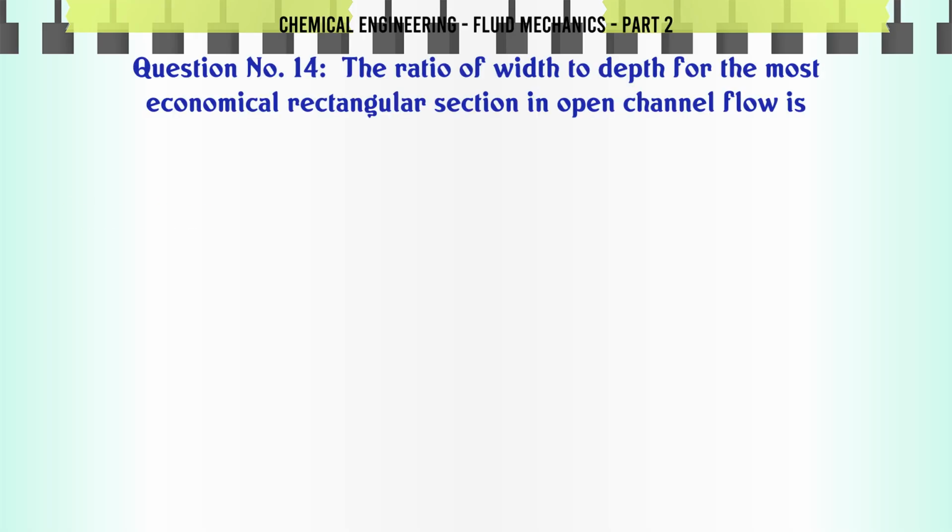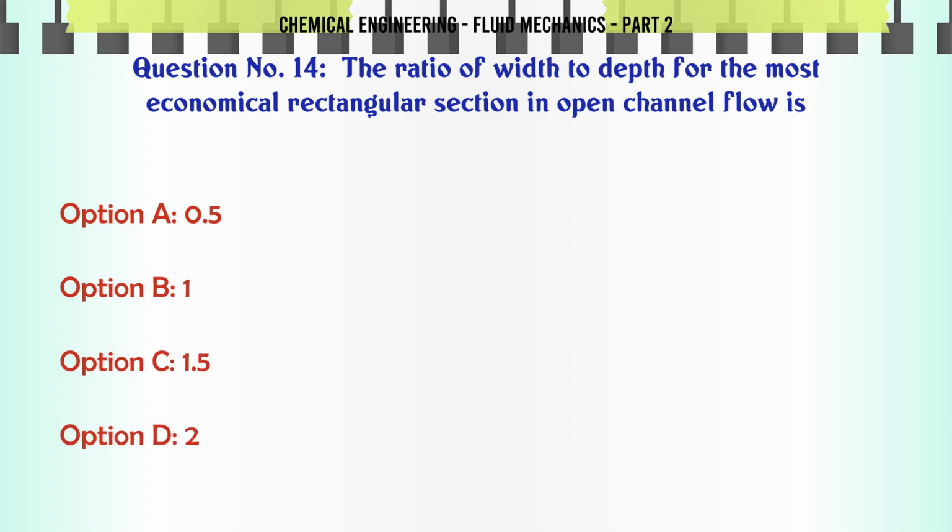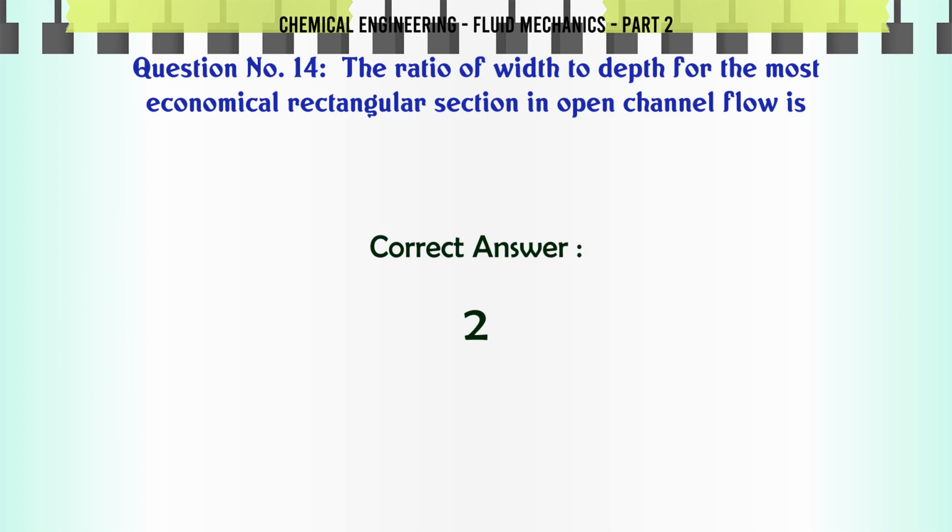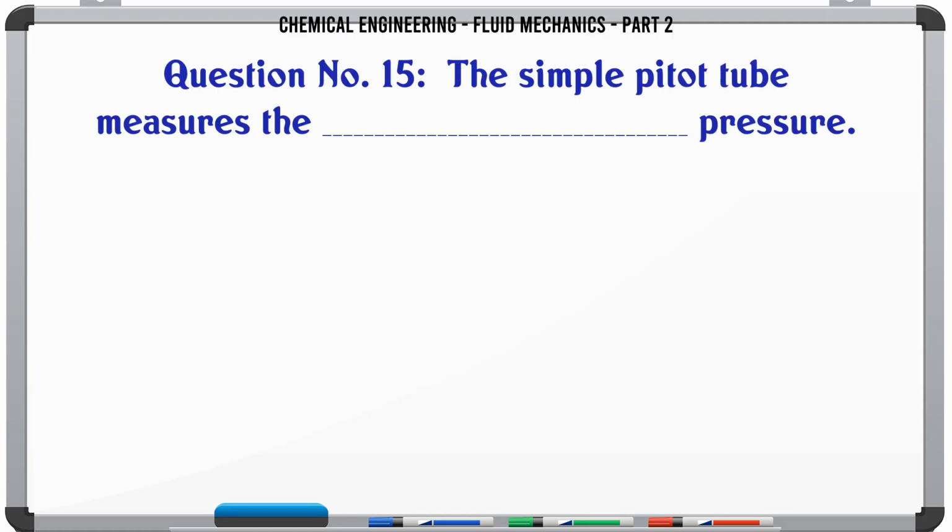The ratio of width to depth for the most economical rectangular section in open channel flow is: A. 0.5, B. 1, C. 1.5, D. 2. The correct answer is 2.